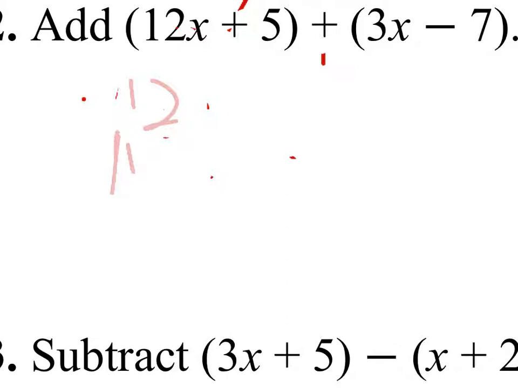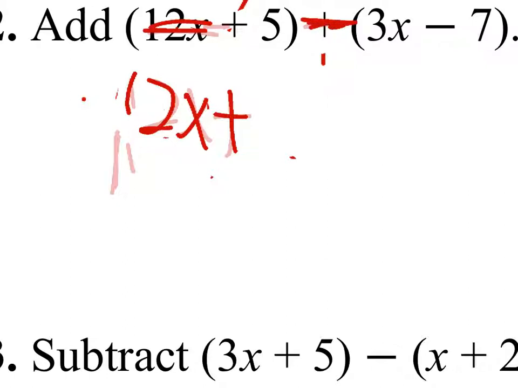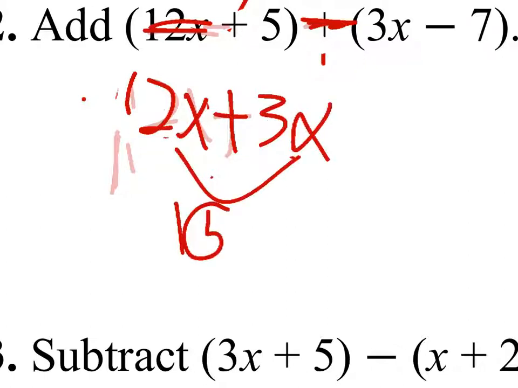Okay. So you got 12x. And then you're going to add plus 3x, so we're going to cross this out. Then you're going to subtract out this, because you already used it. And then plus 3x. If you add that, that is 15x.